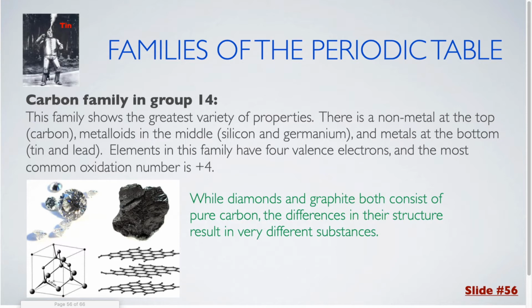While diamonds and graphite both consist of pure carbon, the difference in their structure results in very different substances. We know that diamonds are amongst the hardest substances known to man, whereas coal would be significantly less hard.